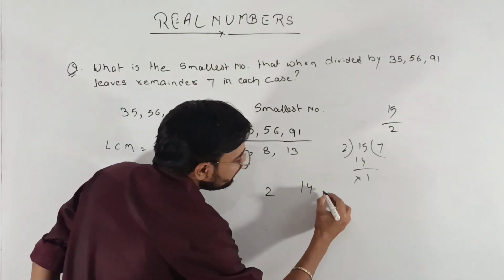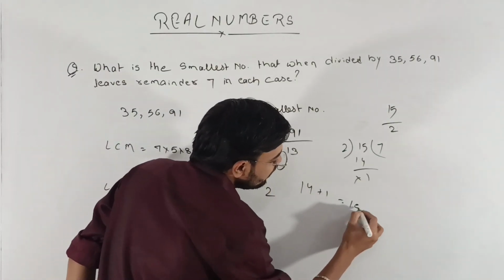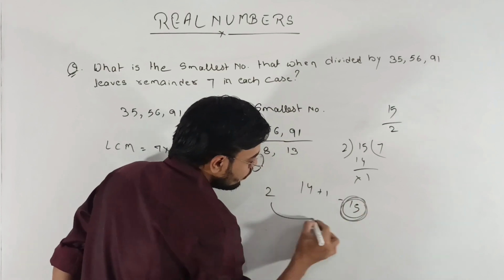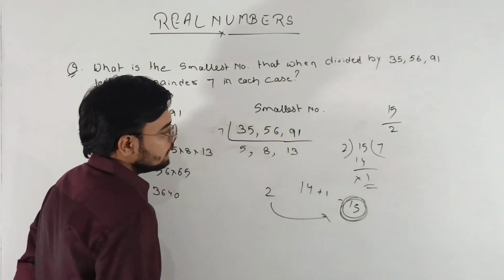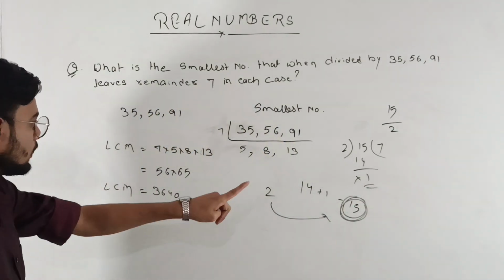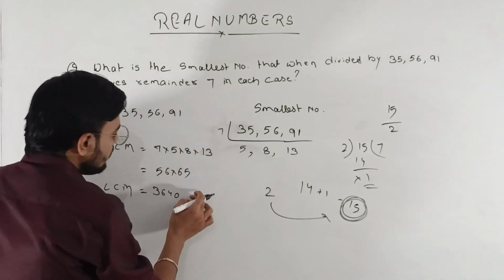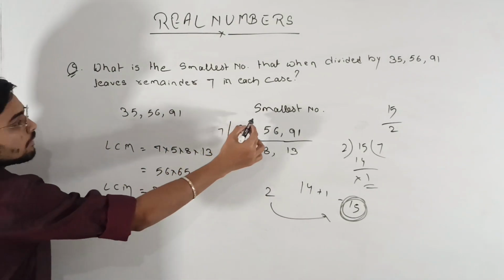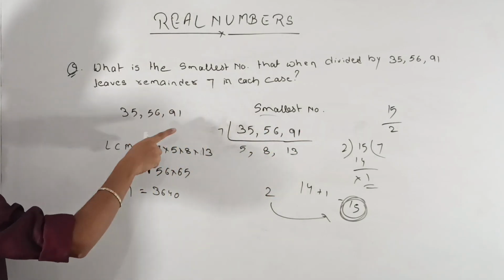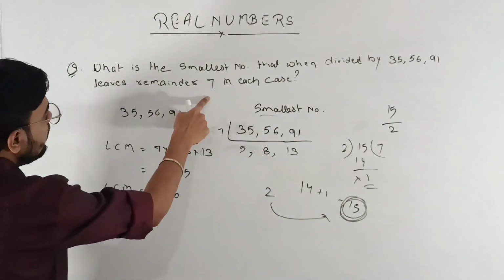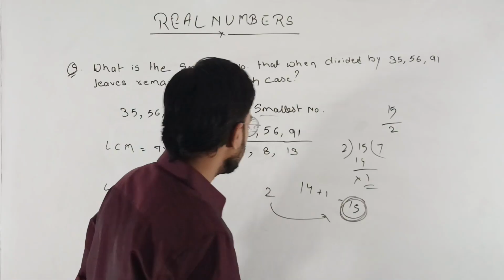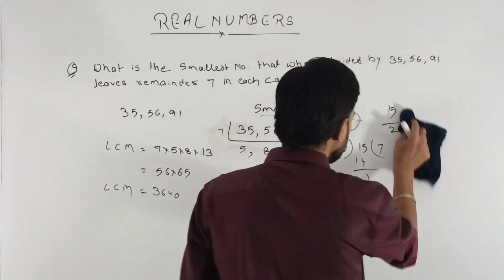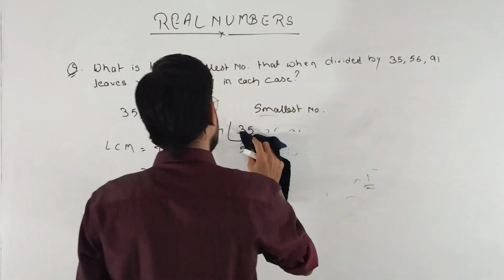Then what is small? Then you simply add 14 plus 1, that is 15. 15 is the smallest number which, when divided by 2, leaves remainder 1 in each case. Similarly, in this case, I add 7 in 3640, then I get the smallest number which, when divided by these three, leaves remainder 7 in each case. Understood?